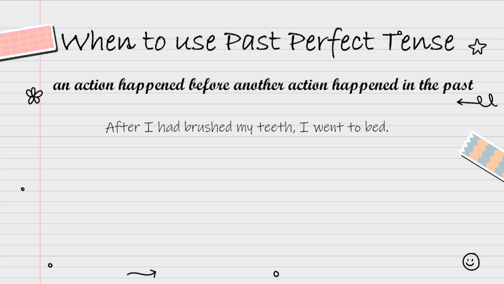However, with the past perfect tense, we want to focus on the second action. What happened before? Okay. So after I had brushed my teeth, I went to bed. In this sentence, yes, you could say I brushed my teeth and went to bed. However, if you want to focus on or highlight the fact that you brushed your teeth before going to bed, we use the past perfect tense.